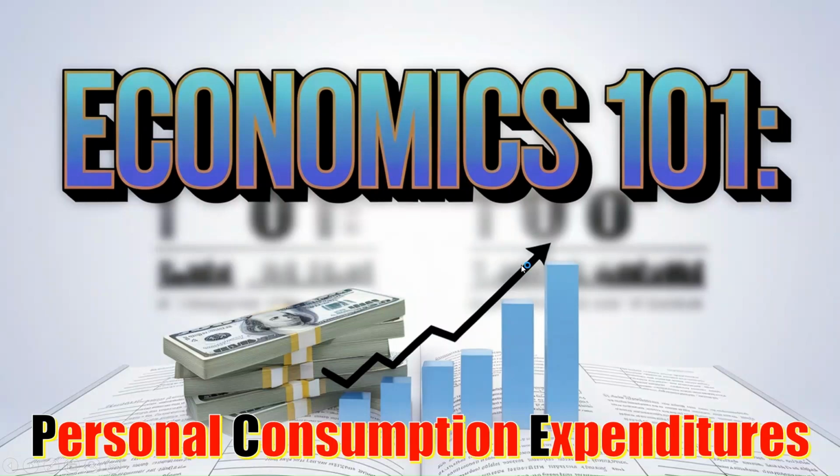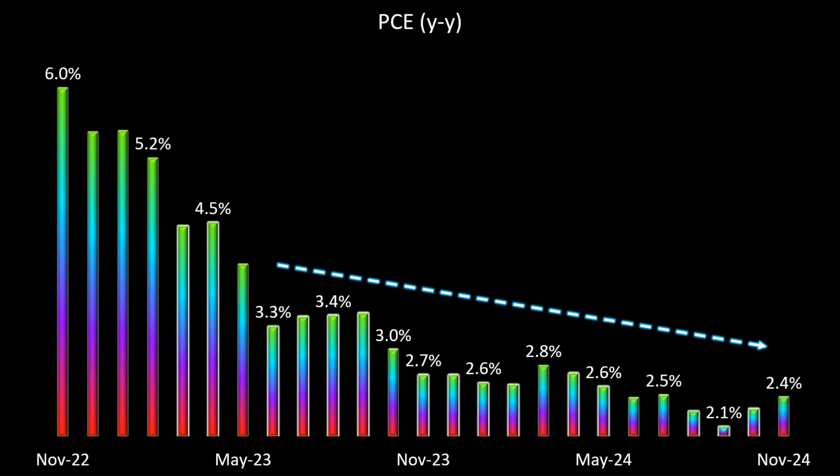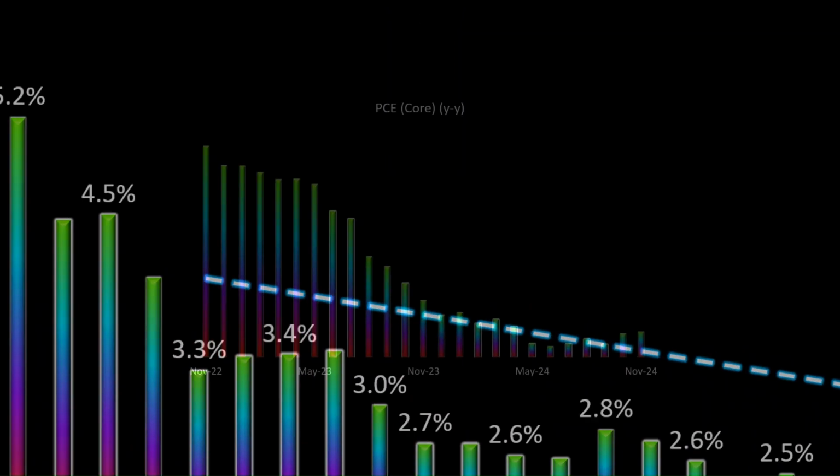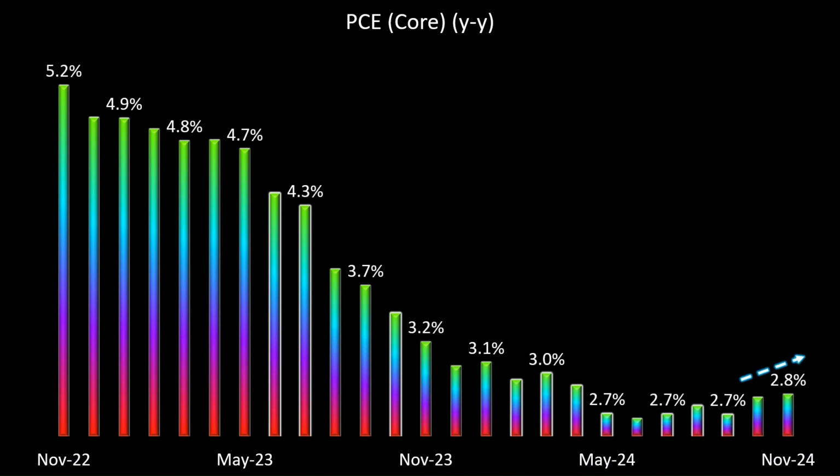Continuing with our series, Economics 101, the personal consumption expenditure. The PCE was recorded earlier today, rising at a rate of 2.4%. That's on a year-over-year basis. That's the highest number we've seen in the past several months. The core PCE, which excludes food and fuel, also on a year-over-year basis, is at 2.8%. That's the highest going back about 8 months or so.